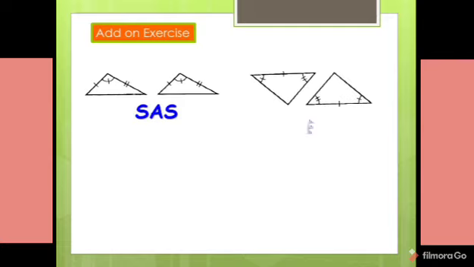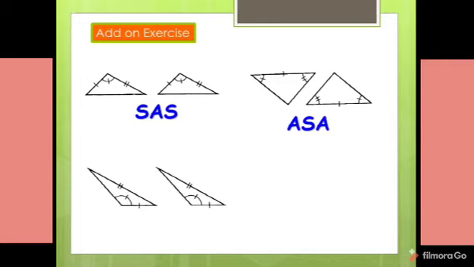So let's have this add-on exercise. Let's take a look at that illustration. Yes, very good, that is SAS. How about this? Yes, ASA. How about this? Oh, SSA. You remember? There is no such SSA. Not enough information.